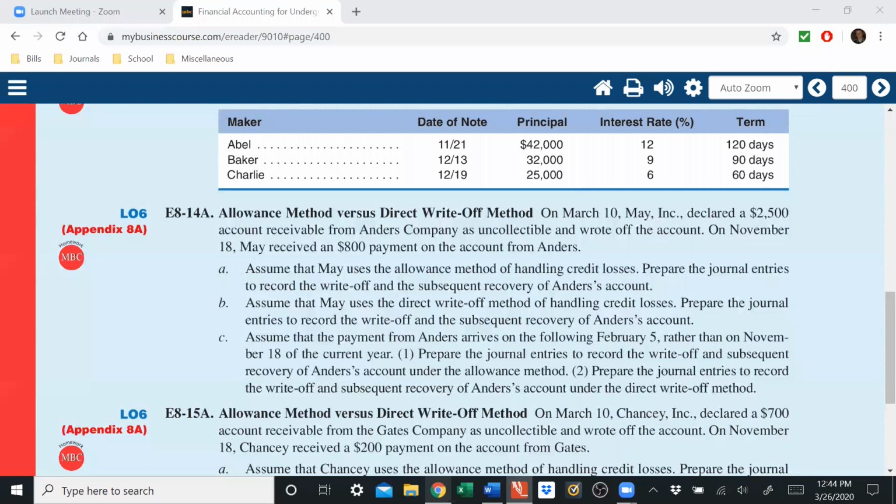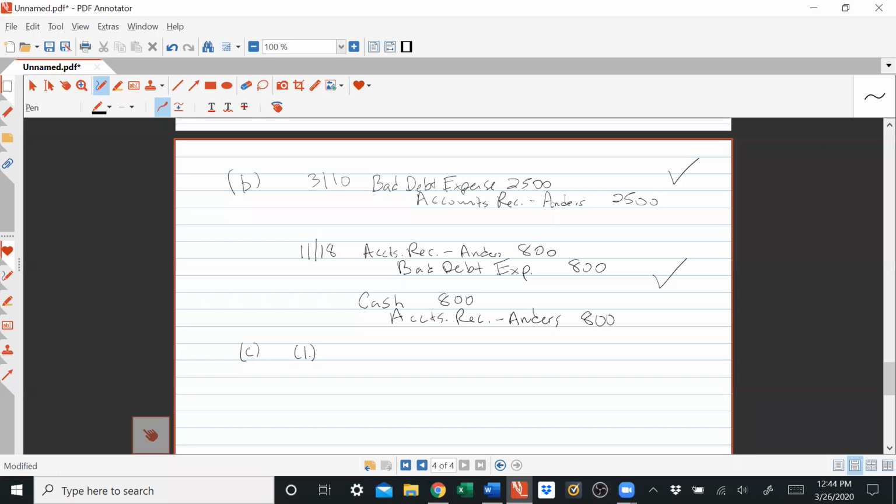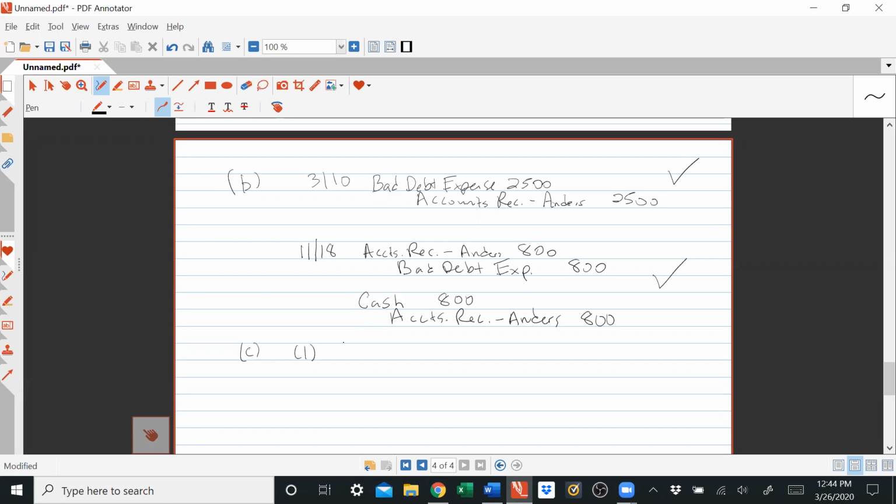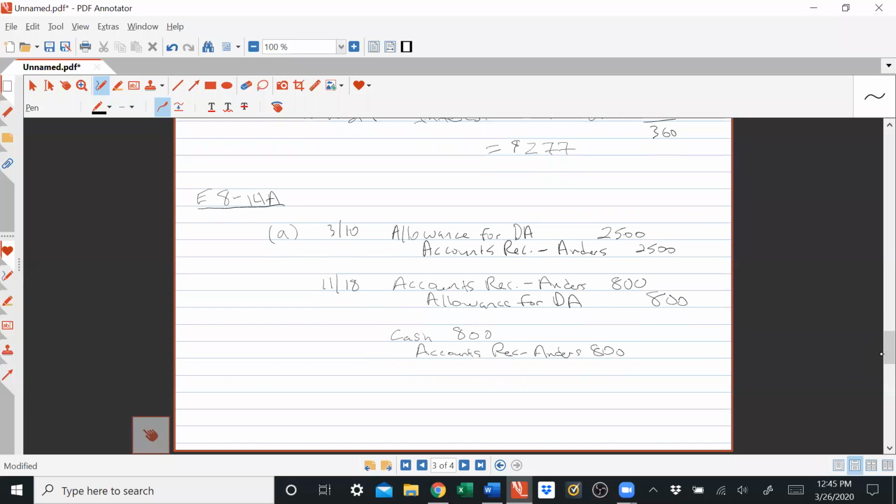Part C. Assume that the payment from Anders arrives on the following February rather than on November 18th of the current year. So repeat part A, that's number 1. Repeat part B, that's number 2. Following February. So 2/5 of the next year. Okay, we've already done this entry. It's just now instead of receiving the $800 from Anders on the 18th of November this year, we receive the $800 from Anders on February 5th of the following year.